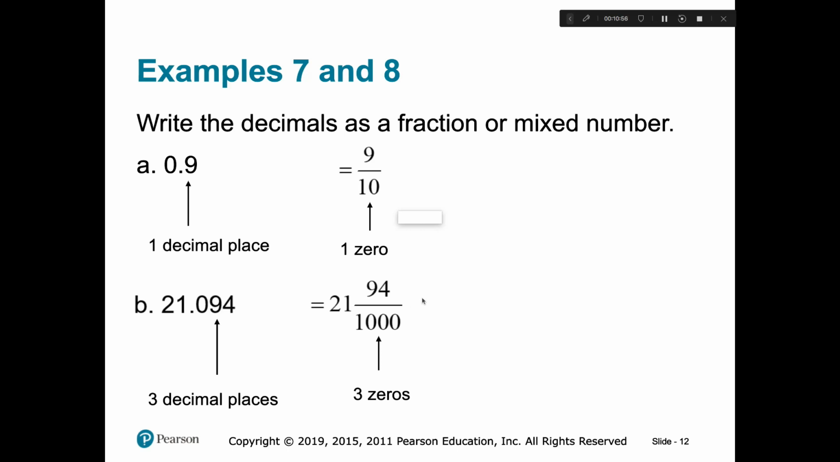Let's just start with an easy one, right? They're both evens. Let's divide them both by 2. 1,000 divided by 2 is 500. 94 divided by 2 is 47. Can that be reduced? It cannot. 47 is a prime number. So 21 and 47/500ths.